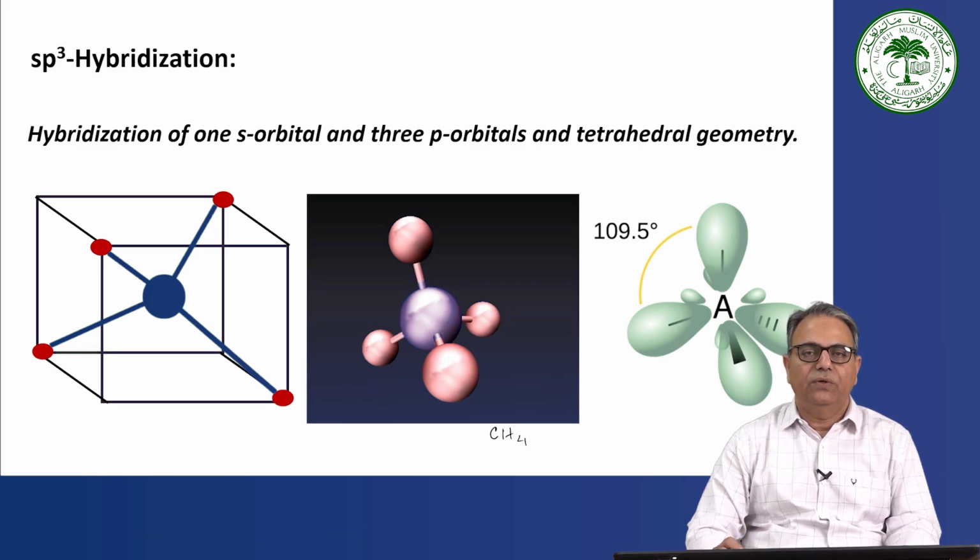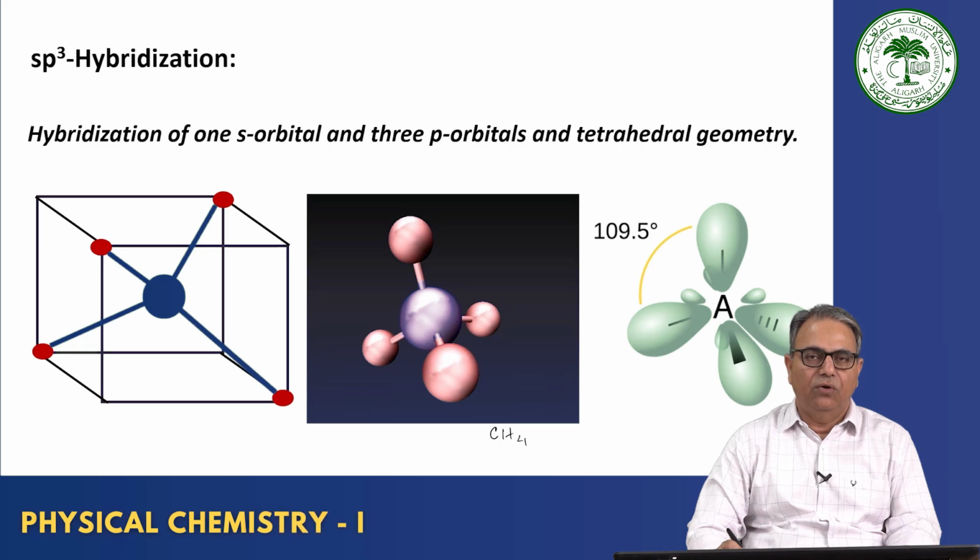And I said you can take any 2 p orbitals, py, pz, or px, pz. The only difference will be that instead of the xy plane, the molecular plane will change. It will be xz or yz, depending upon which combination of p orbitals you have taken. What we have done is that we found the coefficients of each of these hybrid lobes, psi1, psi2 and psi3, and all the 9 coefficients we found.